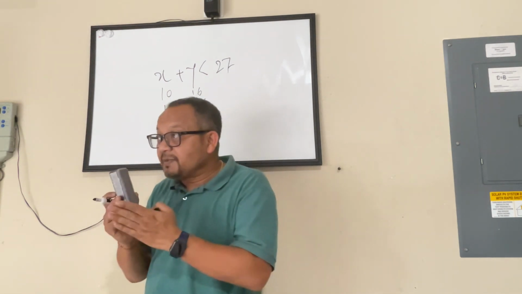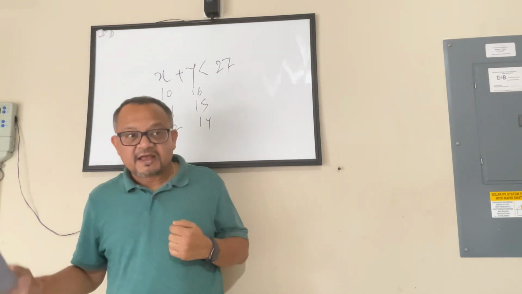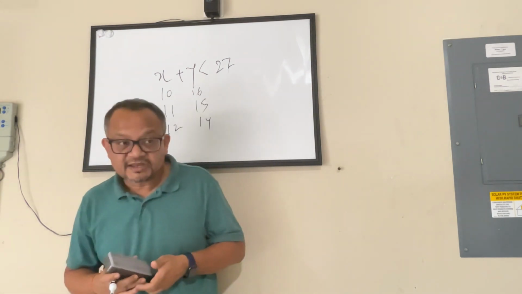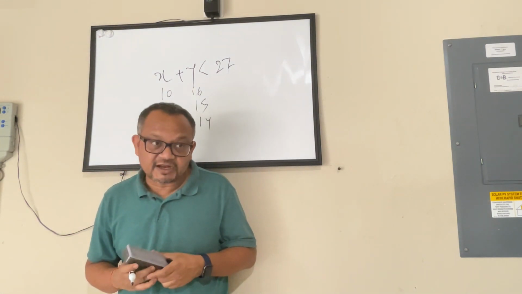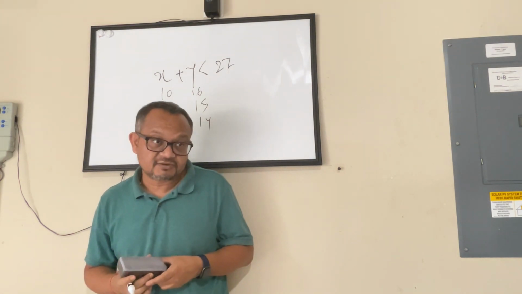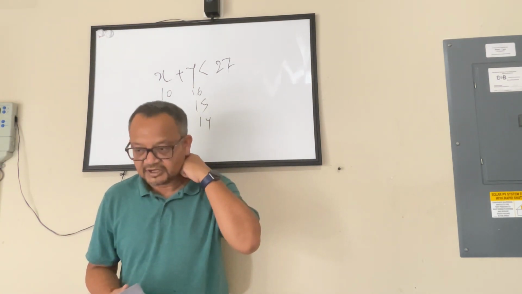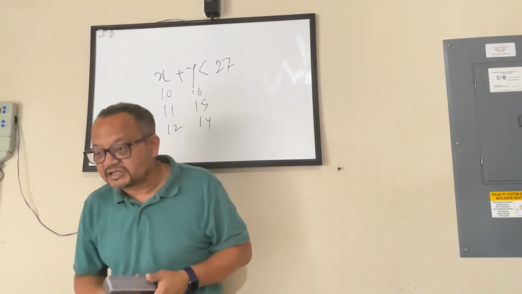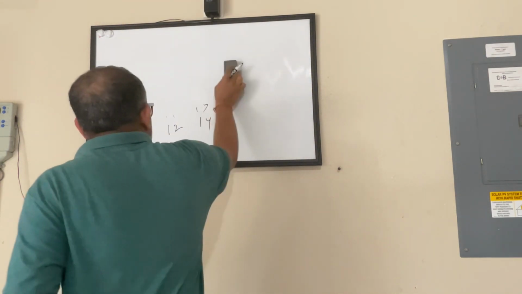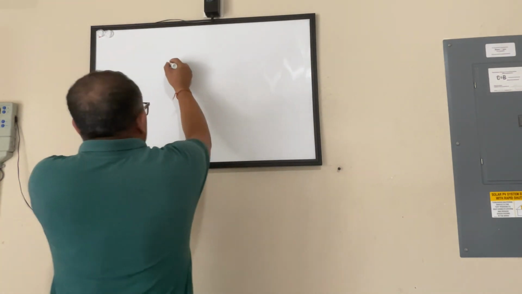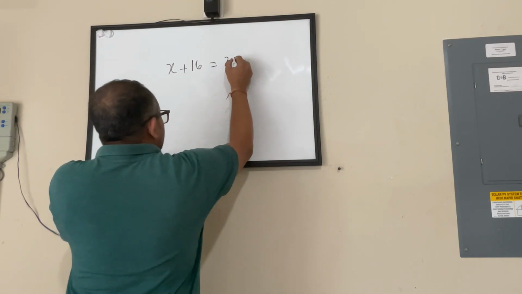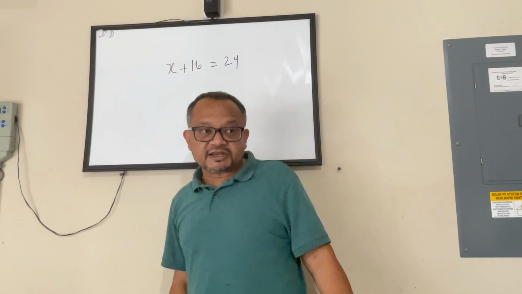But when I want to keep more options open, that is when inequality comes into play. If I say x plus y is less than 50, meaning x plus y can be 49, it can be 48, it can be 47, it can be 46, it can be 0 also. It can be negative also. All the conditions that satisfy that inequality will hold true. Now, let's say if you are looking at this equation, x plus 16 equal to 24. How many solutions can you get here?